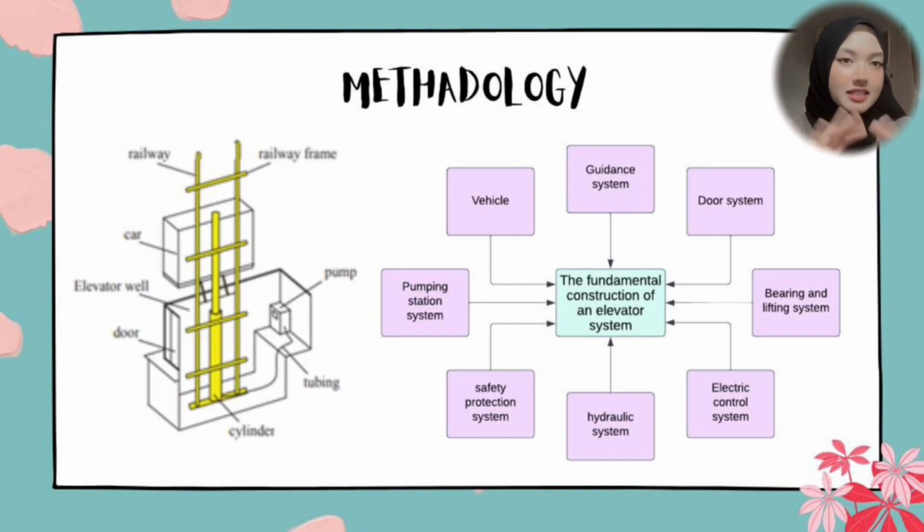We have 8 systems in this project. The first one is the guidance system, second is the door system, then the bearing and lifting system, electric control system, hydraulic system, safety protection system, pumping station system, and the last one is the vehicle.